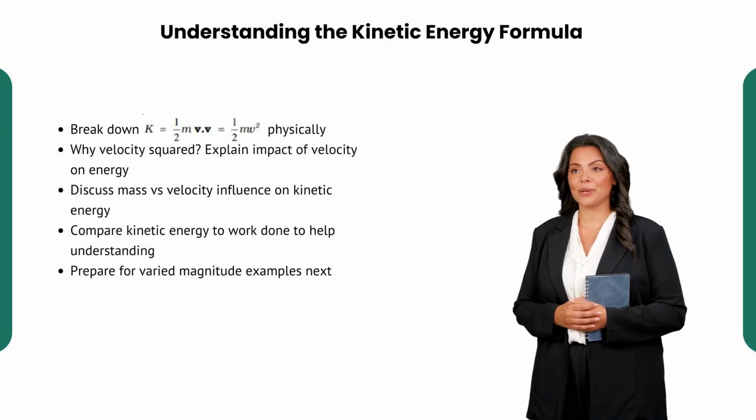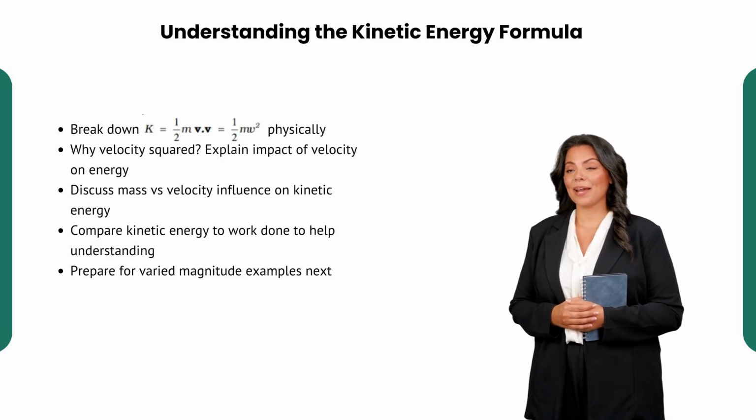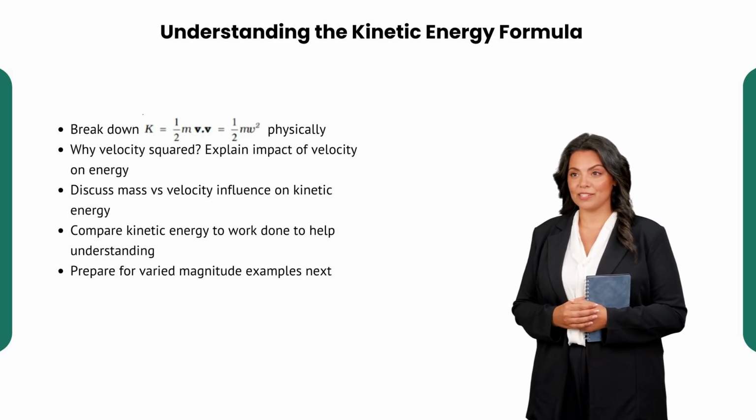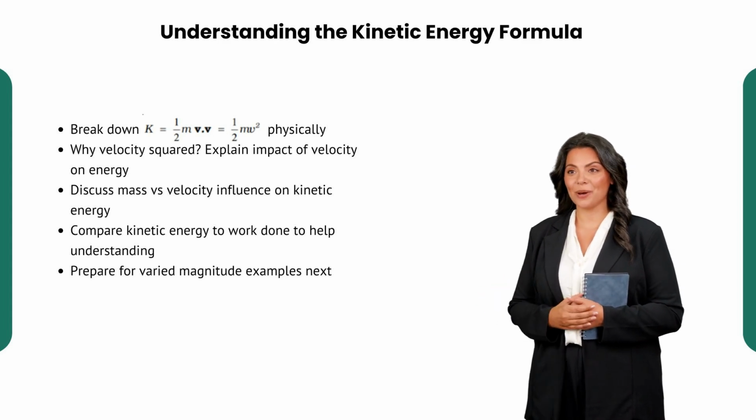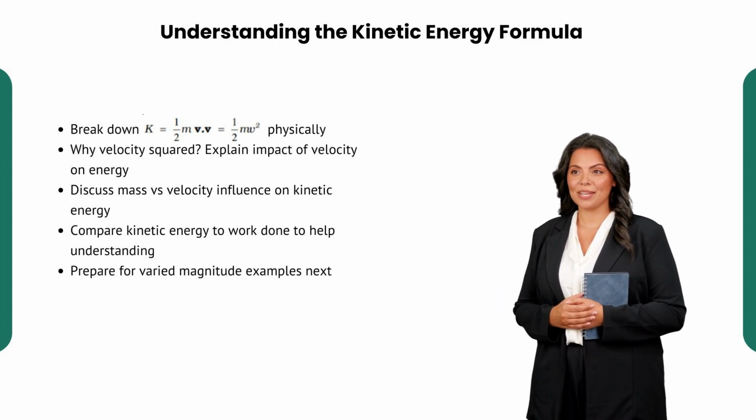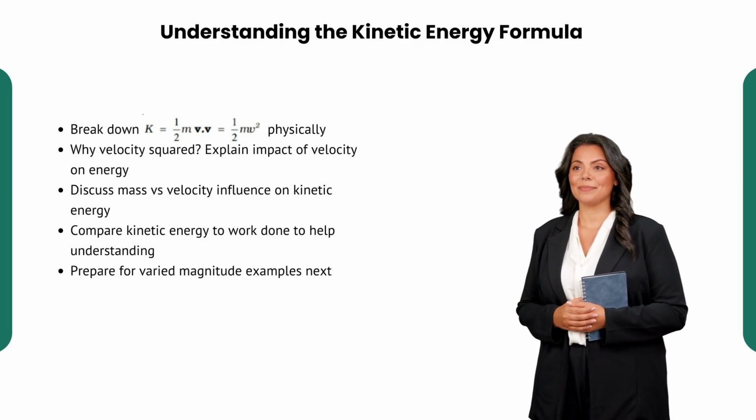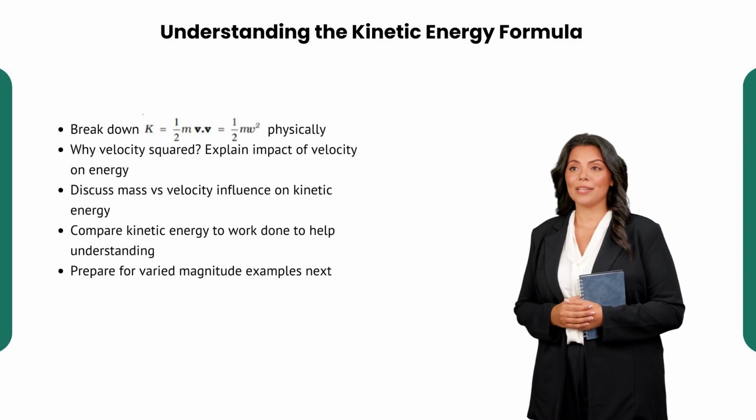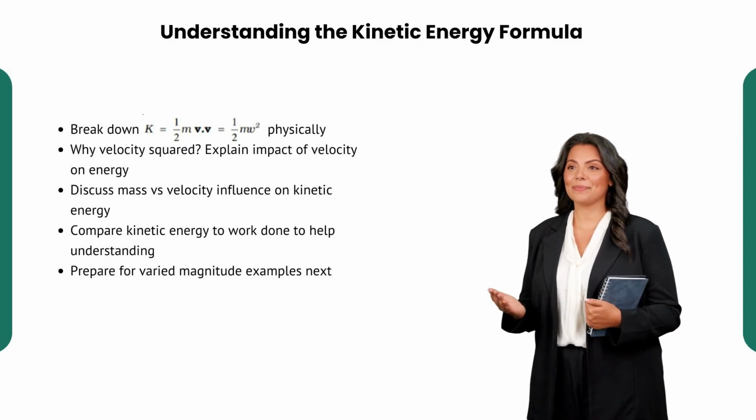Let's take a closer look at the kinetic energy formula. K equals 1/2 mv squared. Why is velocity squared? Imagine you double your speed. Your kinetic energy becomes 4 times greater because velocity is squared. This nonlinear effect shows velocity's influence dominates. Compare this to how doubling mass only doubles kinetic energy.